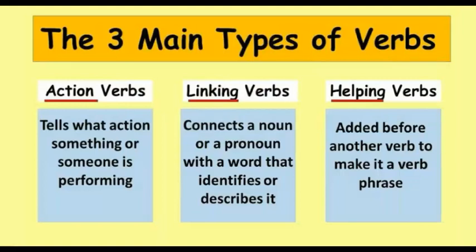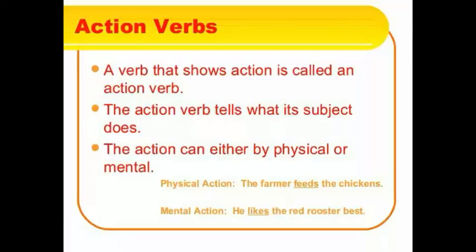The main 3 types of verbs: action verbs, linking verbs, helping verbs. Action verbs tell what action something or someone is performing. Linking verbs connect a noun or a pronoun with a word that identifies or describes it. And helping verbs are added before another verb to make a verb phrase. So there are 3 main types of verbs: action, linking, and helping.